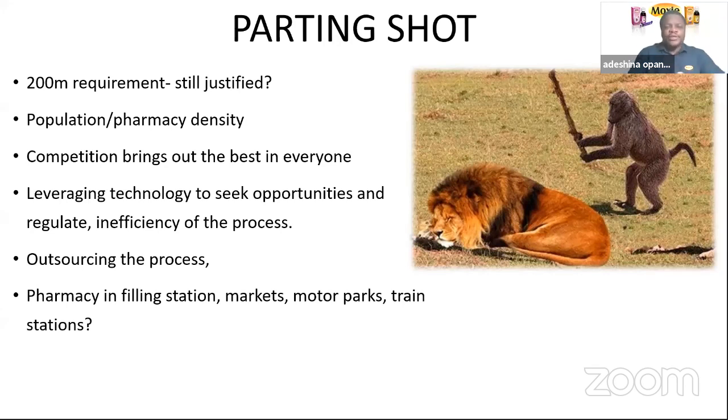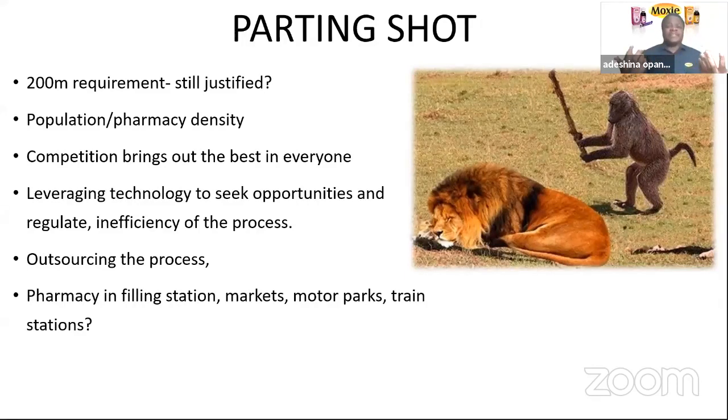I'm also asking the question about that, so you can see why I'm like a baboon that wants to go and wake a sleeping lion. You can also see the issue of pharmacies and filling stations. I'm also asking, can we have a pharmacy in a filling station? They say no. And I say, why? They say it's not healthy or hygienic or something. And I say, okay, which one is more dangerous, food or medicines? Because there are eateries in filling stations.